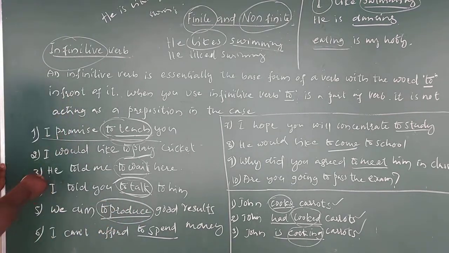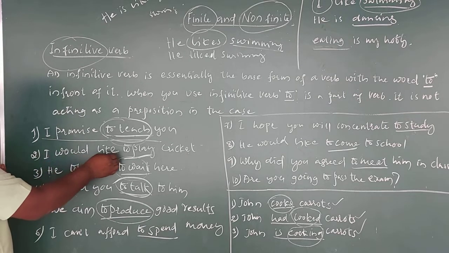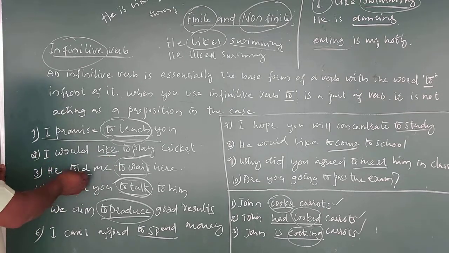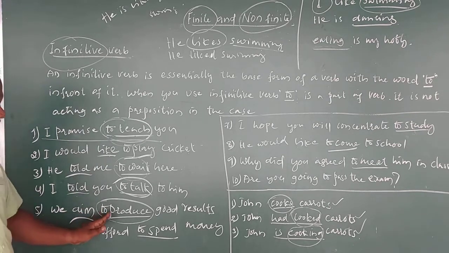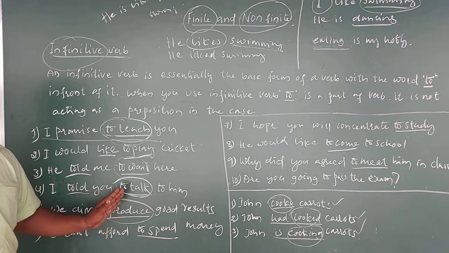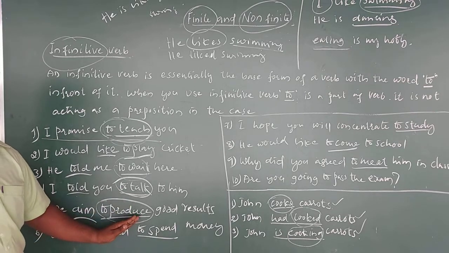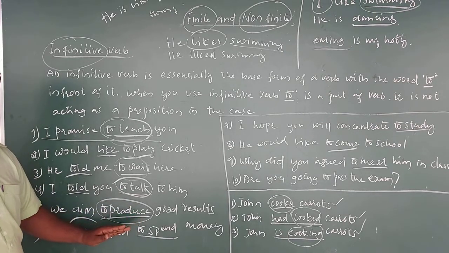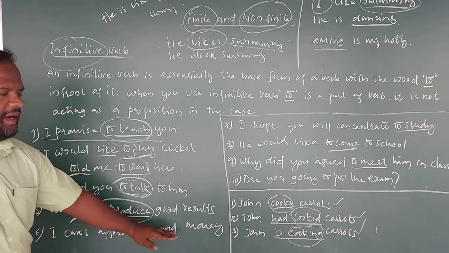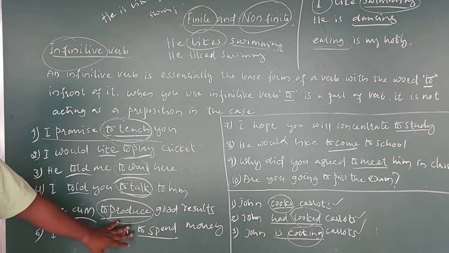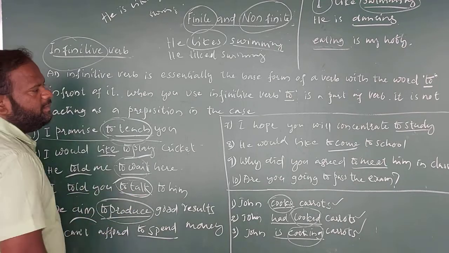Here the verbs are, like, would like is a verb, then again told is a verb. Here also told is a verb. Then again aim is also a verb here, but after the aim, the next part which comes, the verb which contains to, that verb is infinitive. Okay, I can't afford to spend money, which is the infinitive here, to spend.